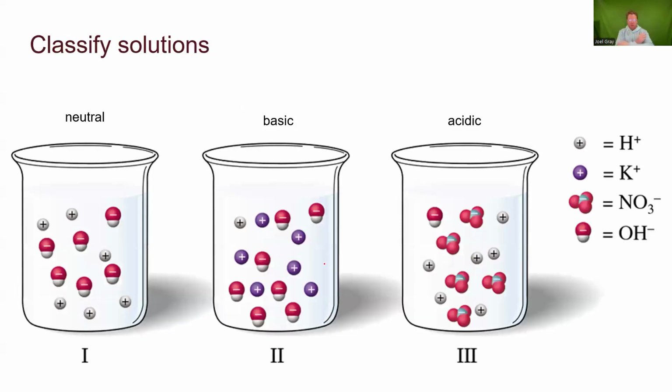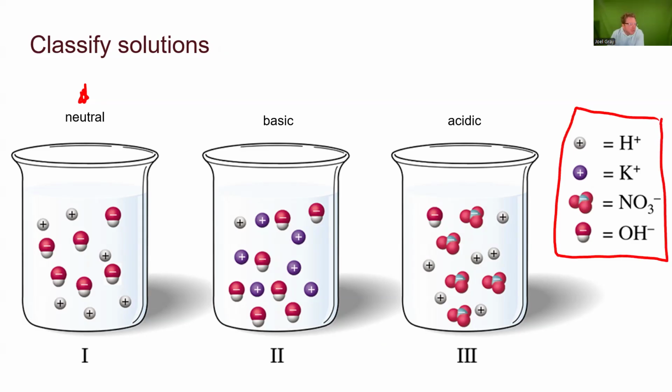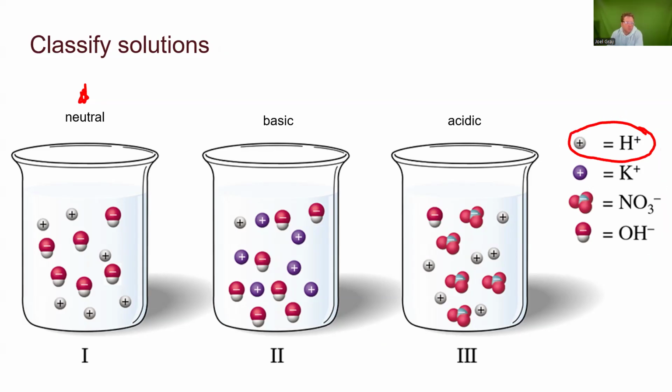I want you to look at these different options right here and these different solutions. So let's start at the far left. We have a neutral solution. Now, I'd like you to add to the chat Y or N responses to these questions. Let's look at our legend. We've got H plus, K plus, NO3, and OH minus. If we have a bunch of H plus, what does that tell us about our solution? If we had a solution that was just H plus, how would we classify that solution? Acidic, basic, neutral? If it was just H plus, add to the chat.